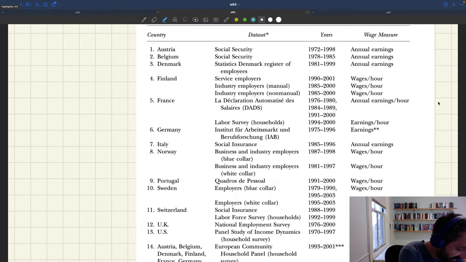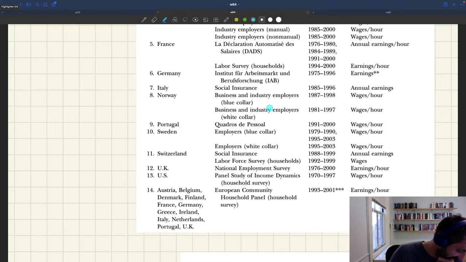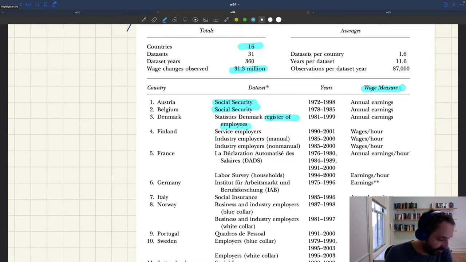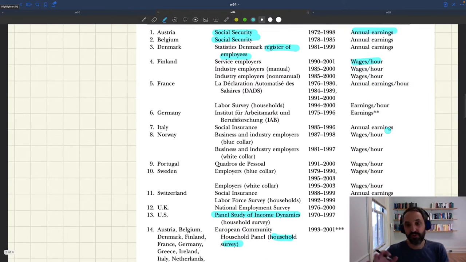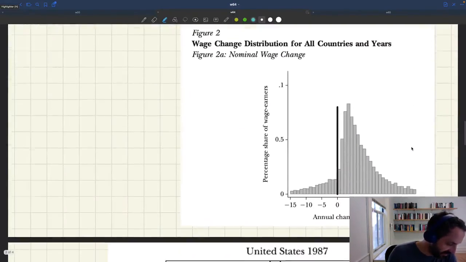So you see that you have a bunch of countries for which the data come from administrative sources. Like say in Australia and Belgium, you have access to social security data, or in Denmark, you have the whole registers of employees. In Italy, it comes from social insurance, so this is also administrative data. In the US, it comes from the PSID. And then you have some household surveys for other countries, which typically we think are a bit less reliable than administrative data. And you can see another thing that differs across the surveys is the measure of wages. So some of them have annual earnings, some have just hourly rates. So of course, it's not completely consistent, but nevertheless, you can learn quite a lot from what these surveys find.